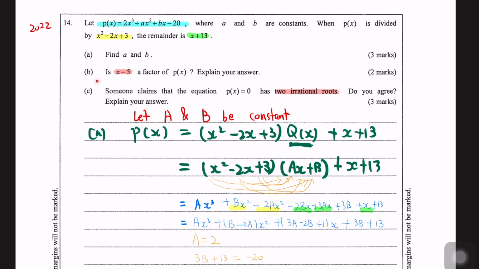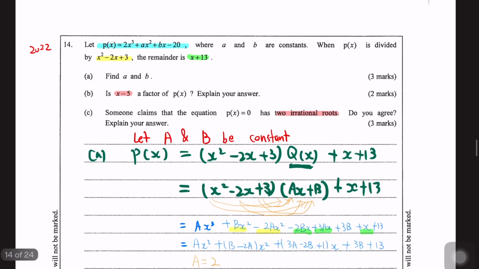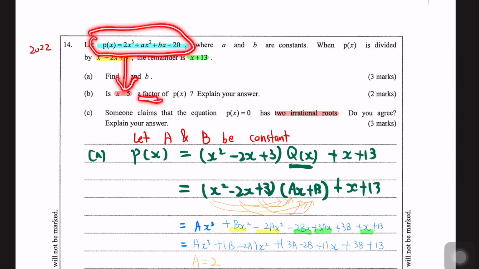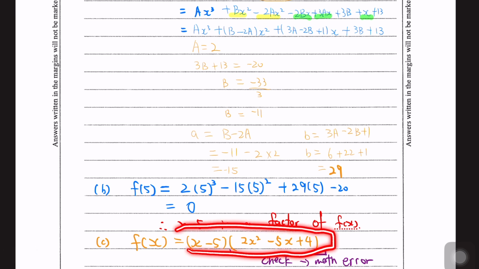And question B gives you hints, right? It gives you the hint that x minus 5 is a factor. So actually, you use this general form here, divided by x minus 5 as a factor, and then you find the quotient. So do it with your calculator or long division.